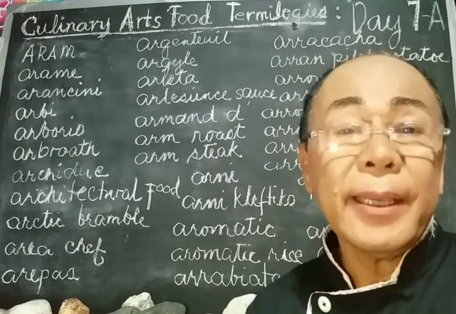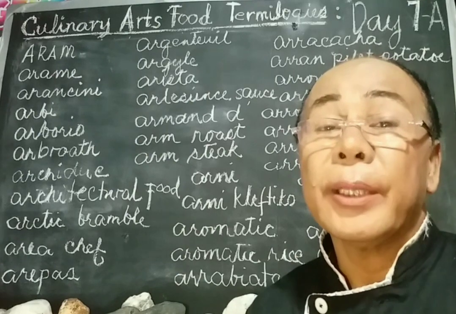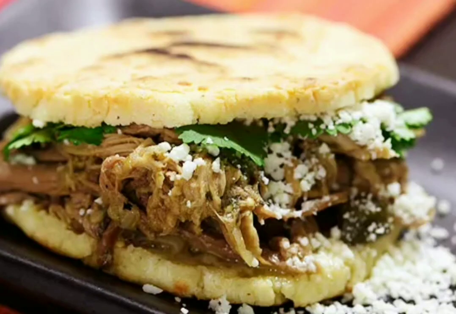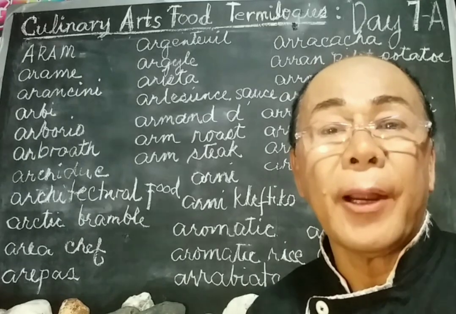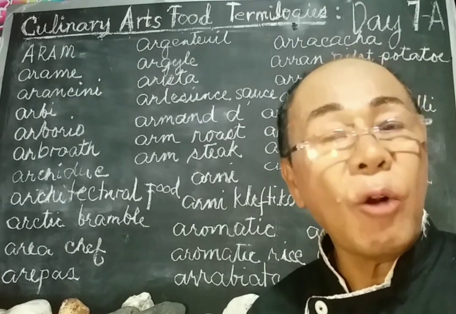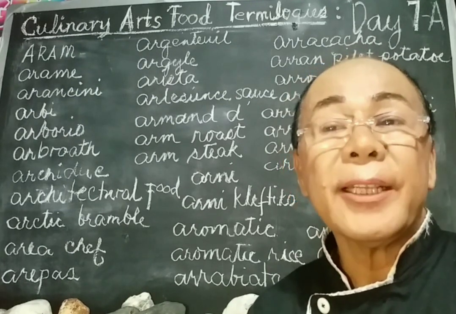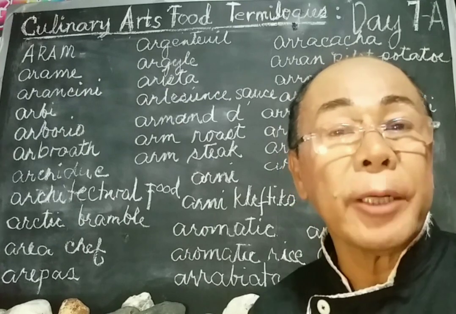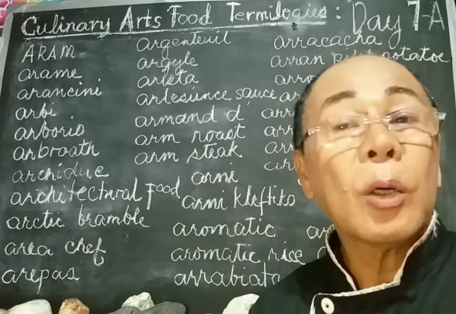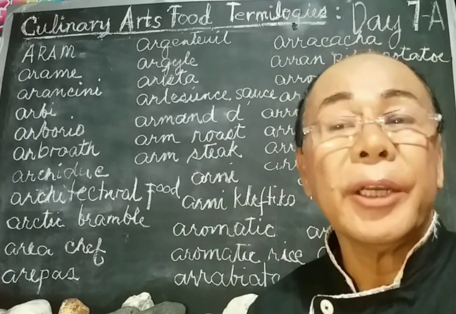Next word we have arepas. Now this refers to a Colombian and Venezuelan staple food made from flour ground from very starchy cooked corn, mixed with water and salt, and cooked quickly on a griddle.